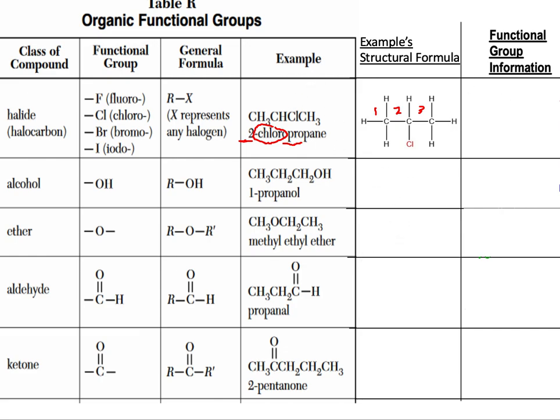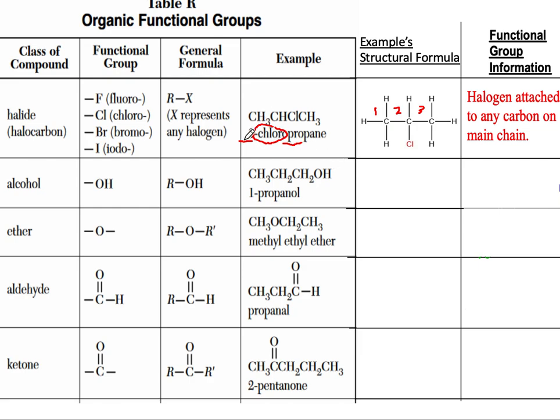The chloro tells us that there's a chlorine, the prop tells us the chain length, and the ANE ending tells us that there are no double or triple bonds because it's an alkane. So for halocarbons or halides, you just need to look out for a halogen combined to any carbon on the main chain. Very simple. If it's a chlorine, use chloro, fluorine, fluoro, bromine, bromo, and iodine, iodo.